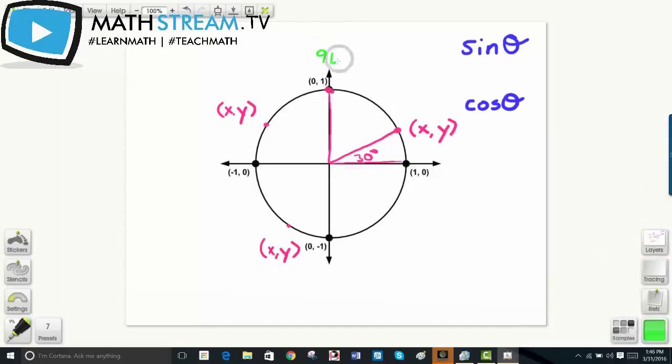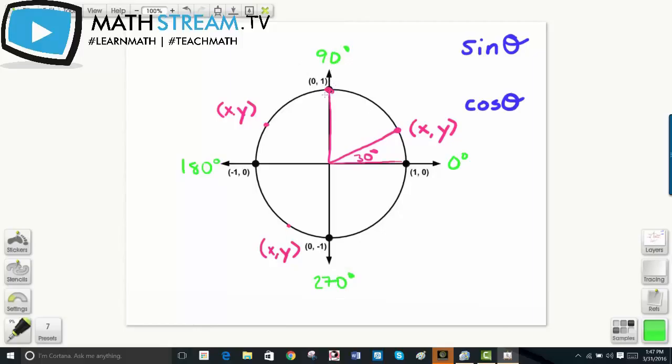So we'll do 90 degrees again. We'll call this 0 degrees again. 180. And this is 270. Just draw a circle. Okay. 0, 90, 180, and 270.